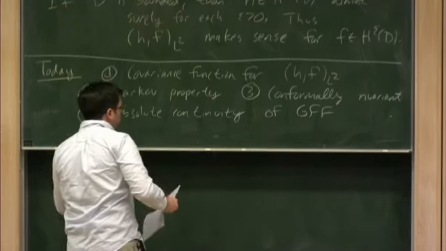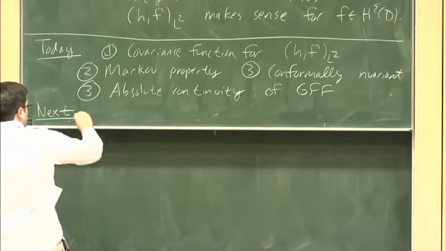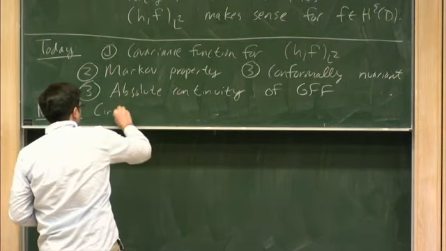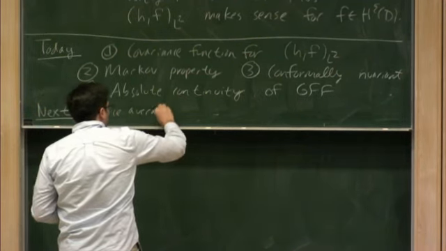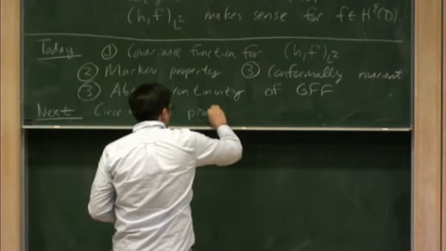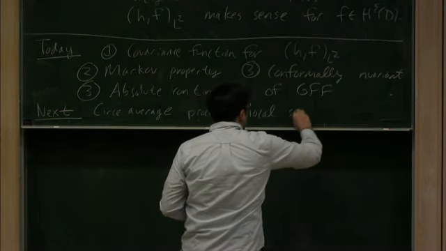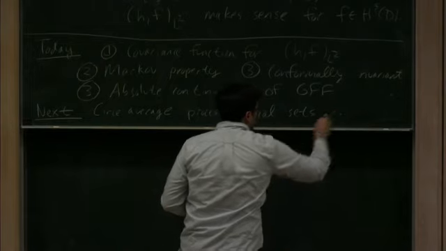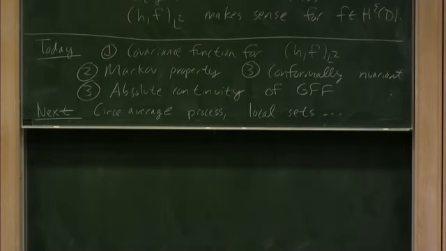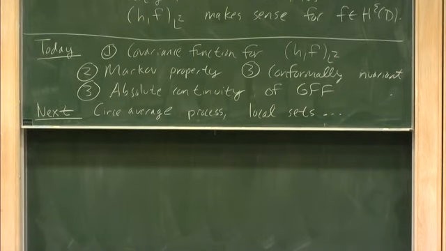And then next time, later, the plan is that we're going to look at what's called the circle average process for the Gaussian free field, which is a way of regularizing it so that you get something which is actually a function. And then also we'll look a bit at the theory of what are called local sets of the Gaussian free field. And this is something kind of related to the Markov property for the Gaussian free field, but you don't condition on its values on a deterministic set, but rather a random set.